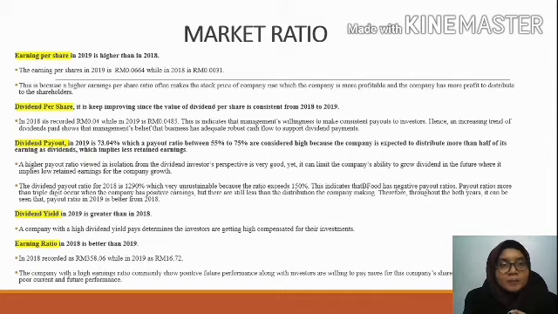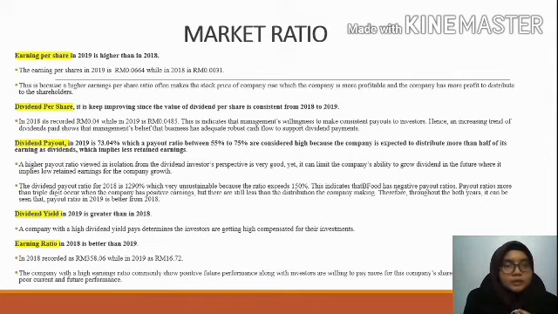Dividend per share. It keeps improving, since the value of the dividend per share from 2018 to 2019 is consistent. In 2018, the dividend per share recorded is RM 0.04, while in 2019 it is RM 0.0485. This indicates the management's willingness to make consistent payouts to investors. Hence, an increasing trend of dividends paid shows that management believes the business has adequately robust cash flow to support dividend payment.